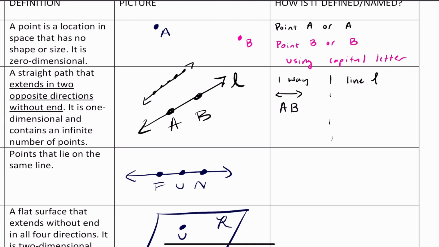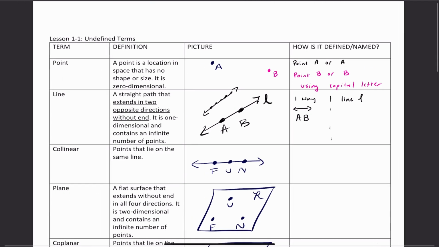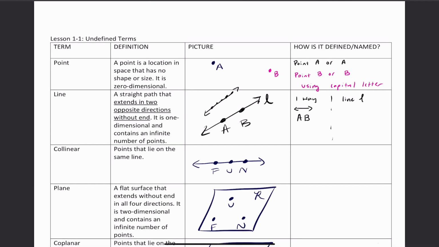And that is what you have there. That's the infinite number of points that I mentioned with lines. Okay, so hopefully that makes it clear when you're looking at the definition of a line. The next thing I want to look at is something called collinear.